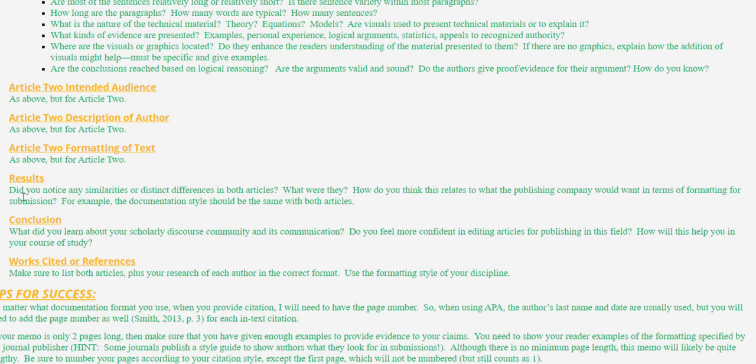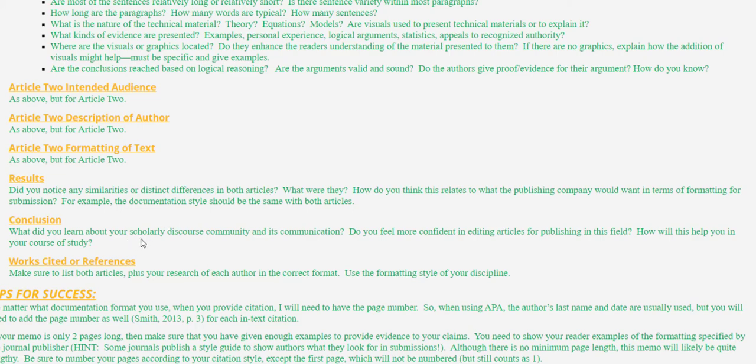So when you were doing this study between these two pieces, did you find similarities or distinct differences? If you have two articles from the same journal from within a few years of each other, they're probably not going to have very many differences. But what if you found one from 15 years ago and one from last year? They may look very different because the company may have changed their requirements.